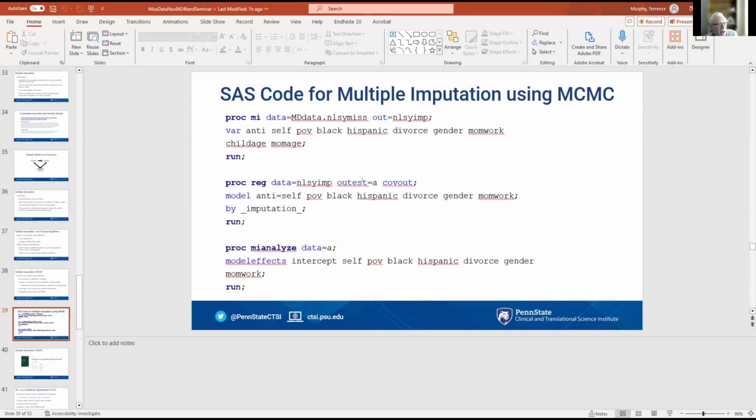You output the estimates from this data, and you output the covariance matrix, and you fit the model separately to each imputed data set. That's what this "by imputation" means. And then PROC MIANALYZE uses Rubin's rules to combine the different sets of estimated coefficients into one kind of global set of coefficients. So that's how simple the code is. Of course, with almost all statistics, the real challenge is understanding what the code is doing and what's going on.